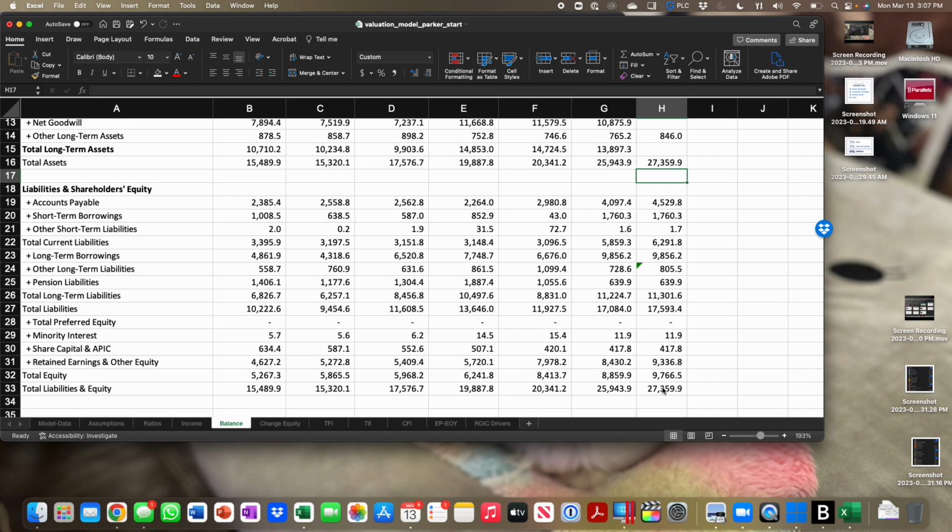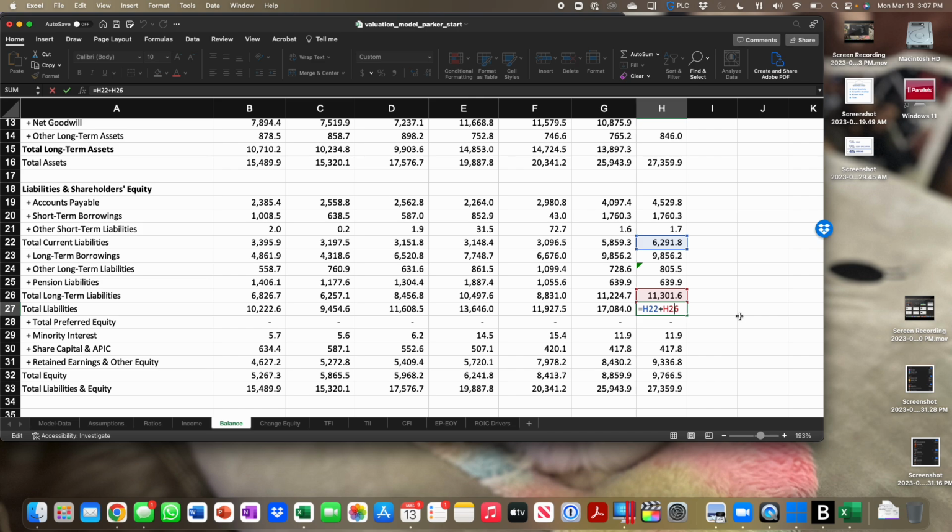Yes? Could you do total liabilities? Total liabilities are current plus long-term. So H22 plus H26. And then liabilities and equity is total liabilities plus total equity. So it's a lot of sums.